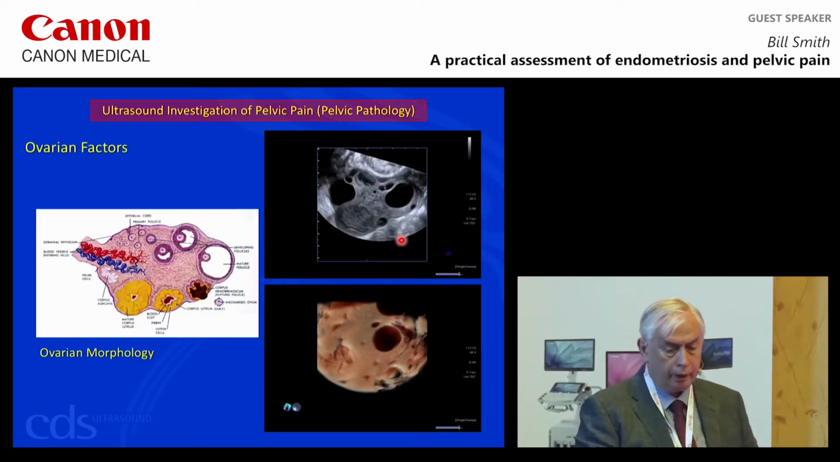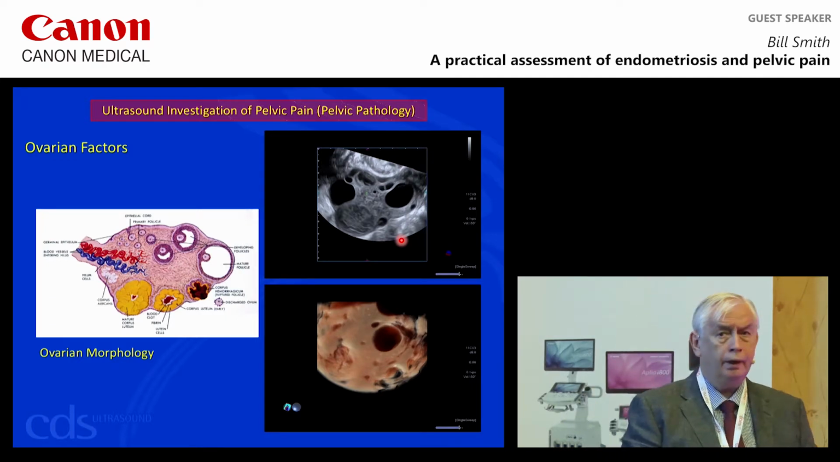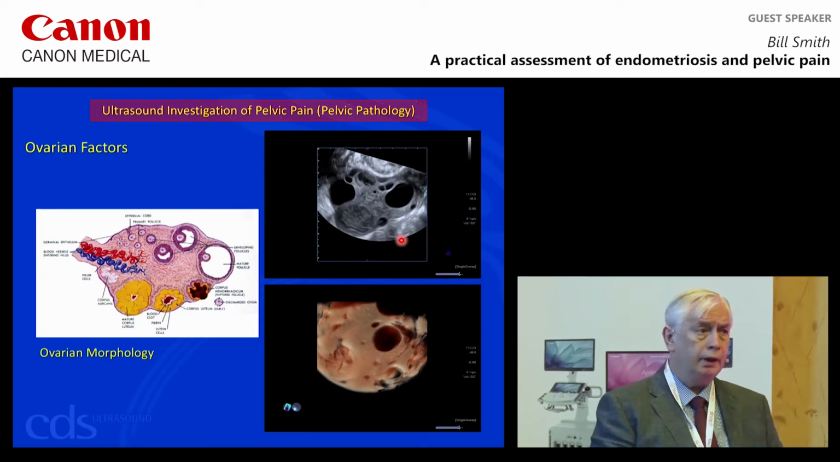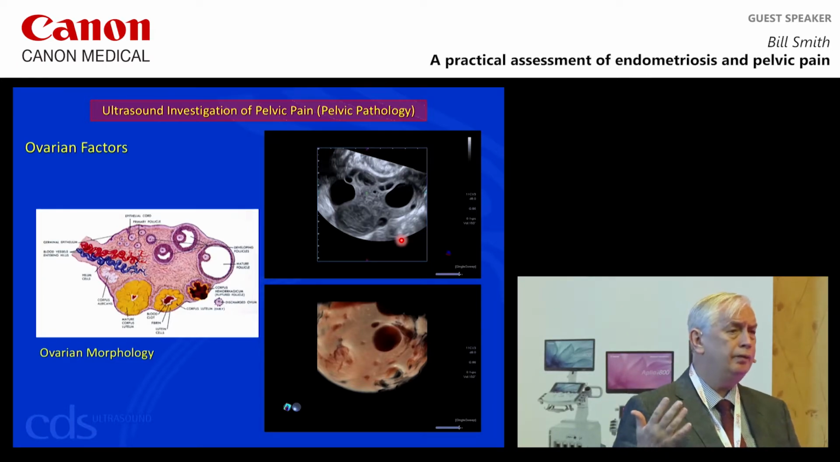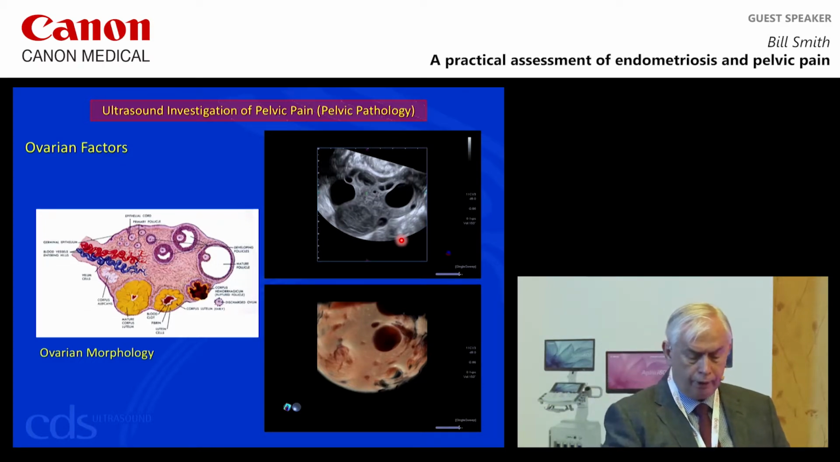If we now go to the ovary, obviously, again, a major cause of pelvic pain, and nowadays we can really look at ovarian morphology very, very closely, certainly using our high-quality 2D color Doppler and our 3D rendered image.